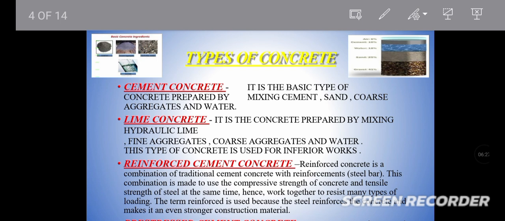I will discuss the types of aggregates in the next lecture. In this lecture I will just be discussing the types of concretes.